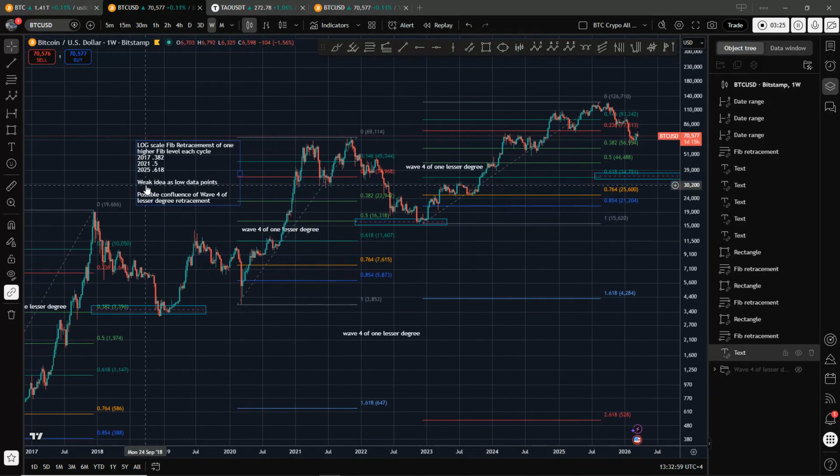But my argument is it is a weak idea because we have very low data points. We're literally just going off two price cycles to try and predict the third one. That's really a guessing game.